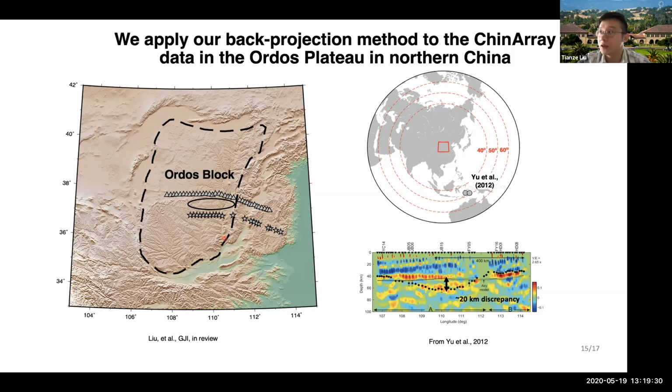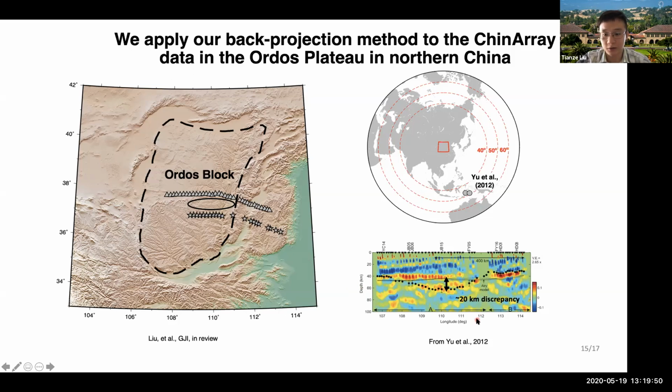which underwent significant modification during the Mesozoic, a process also called decratonization, whereas the Ordos block stays stable over that period. Therefore, people want to understand what makes the Ordos block survive this intense period of modification.